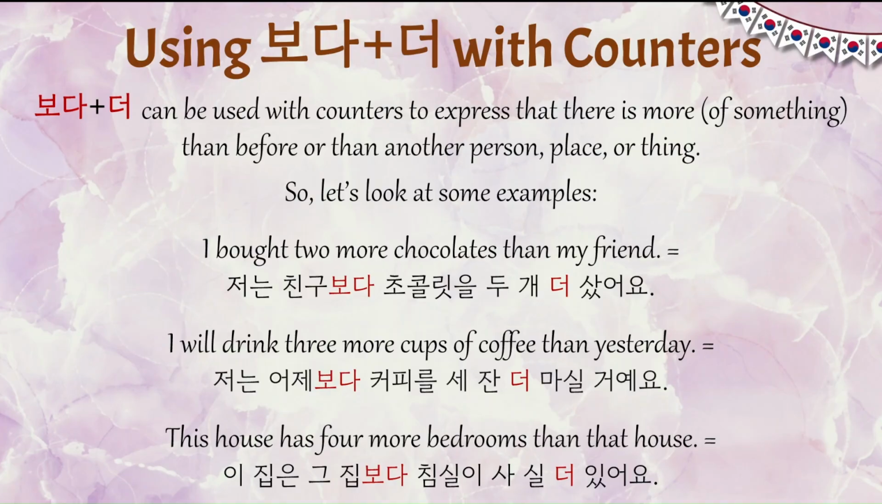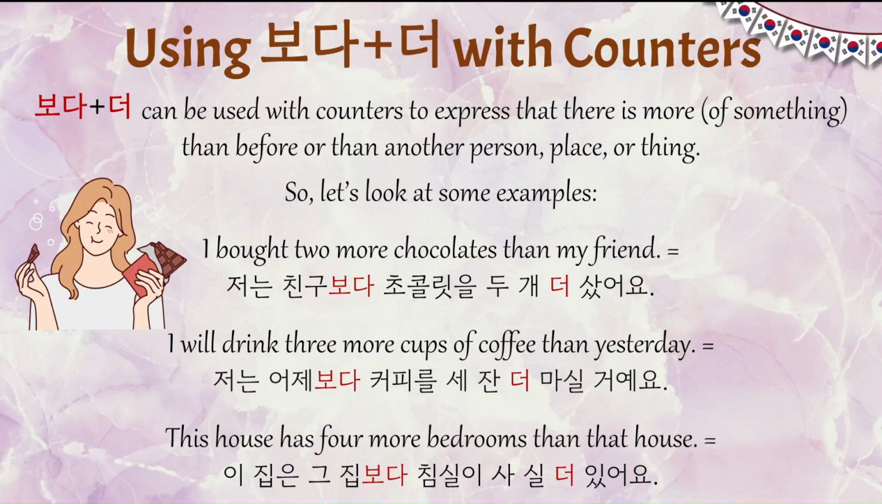Now let's see how to use 보다 더 with counters. So 보다 더 can be used with counters to express that there is more of something than before, or there is more of something than another person, place, or thing. Okay, so basically you can compare the number of things, right? Let's take a look at the examples because I know that understanding definitions and explanations is very difficult, and therefore we need real life examples to understand how to use a particular grammar concept in sentences, right? Okay, so let's take a look at these examples.